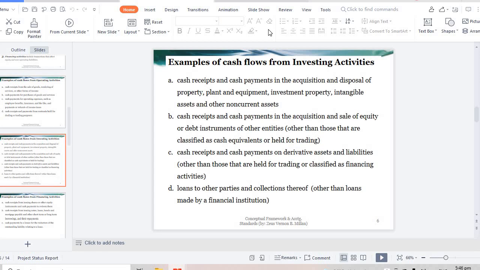Okay? Of course, here is the statement of cash flows from investing. Cash receipts and payments in acquisition and disposition of property, plant and equipment, investment property, intangibles, and other non-current assets. So cash receipts and payments in acquisition and sale of equity or debt instruments of other entities, other than those that are classified as cash equivalents or held for trading. Of course, held for trading can't be here, it is no longer long term. Once it is held for trading, it is going to be reclassified from non-current to current assets. So cash receipts and cash payments on derivative assets and liabilities, other than those held for trading or classified as financing activities.